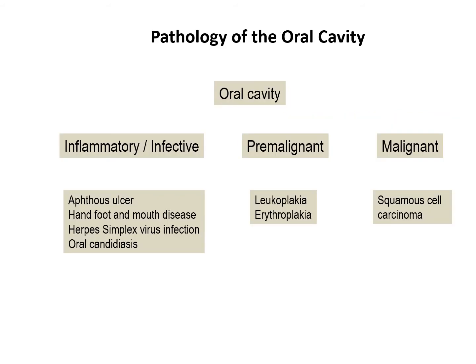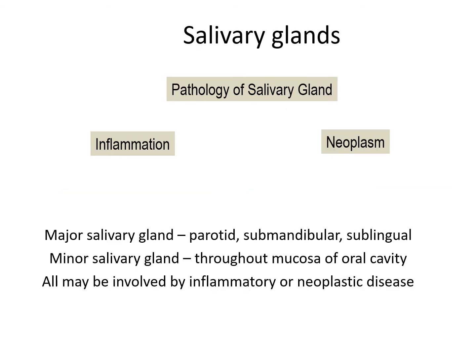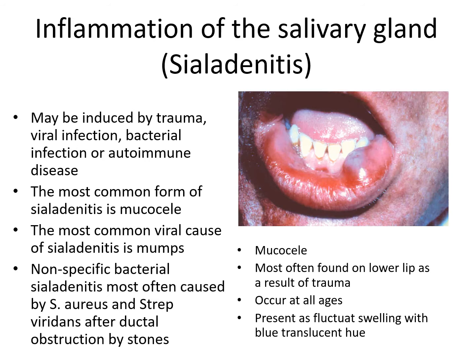So we've looked at the pathology of the oral cavity. We've looked into the inflammatory and infective lesions, pre-malignant lesions, and malignant lesions. Now we look at the pathology of the salivary gland, and the major pathology in salivary gland are either inflammatory or neoplasm. Inflammation of the salivary gland is called sialadenitis. This may be induced by trauma, viral infection, bacterial infection, or autoimmune disease.